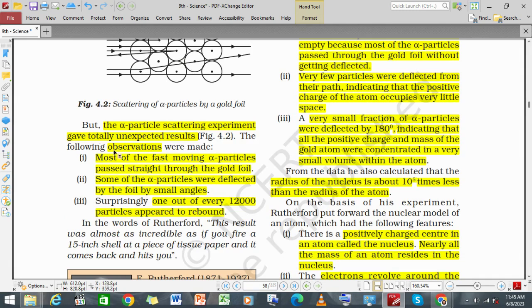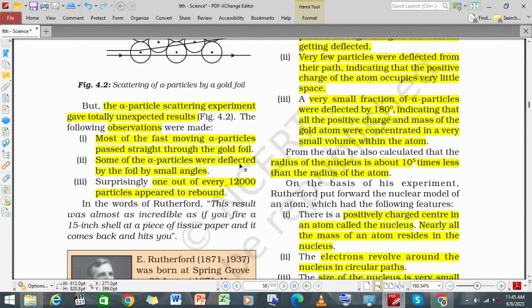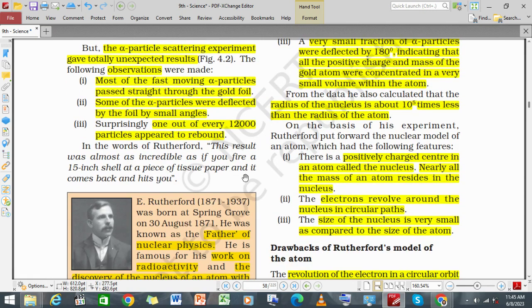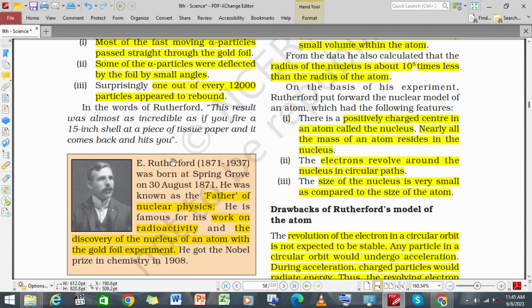All right, most of the fast moving alpha particles passed through the gold foil, and some alpha particles were deflected by small angles, meaning the deviation was little, and one out of every 12,000 particles appeared to be rebounded. That means if 12,000 particles were sent, only one of those will be reflected back. In other words, for Rutherford this result was almost incredible. It was as if you fire a 15-inch shell at a piece of tissue paper and it comes back and hits you.